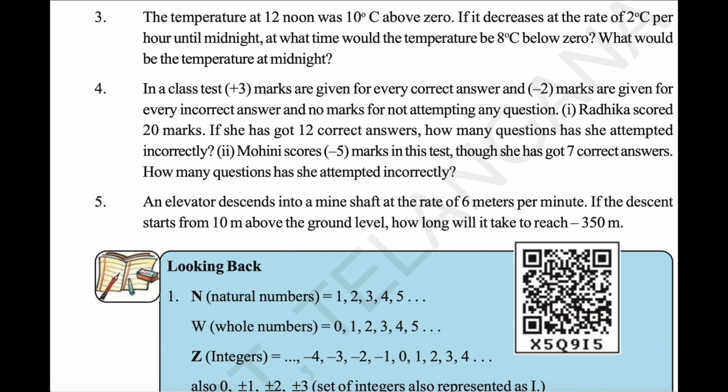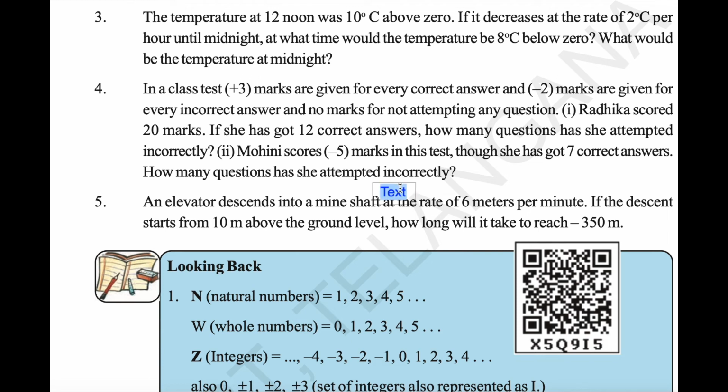Okay. When it is decreasing 2 degrees per hour, from 12 noon to 12 midnight, how many hours are there? Yes, 12 to 12, there are 12 hours. Fair enough. 12 into 2 is 24. So 10 minus 24 is how much? 10 minus 24 is minus 14. Minus 14 degrees C is at midnight.